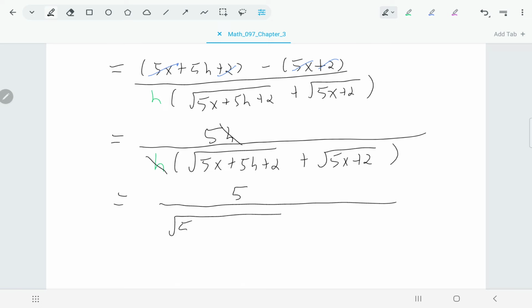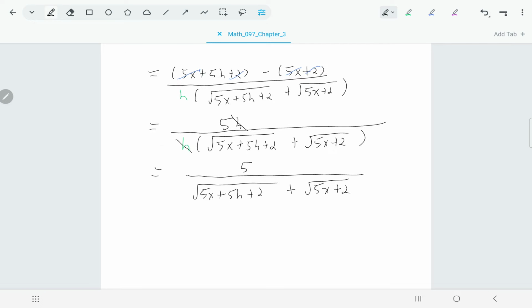I'm just going to write that out: 5 over root of 5x plus 5h plus 2, and then plus root of 5x plus 2. One caution here, and this is to remind ourselves that this is the one exception in the course where we have no choice but to leave things with an unrationalized denominator.